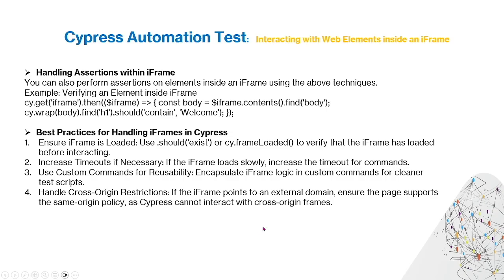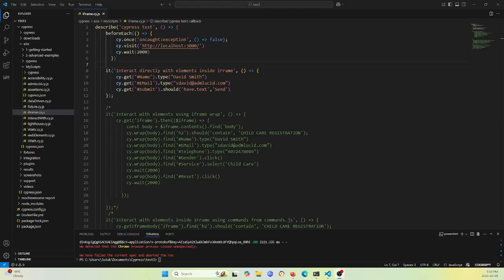Let's start coding. Okay, I open Visual Studio Code. Under my script, I add a new file. I name this new file iframe.cy.js.